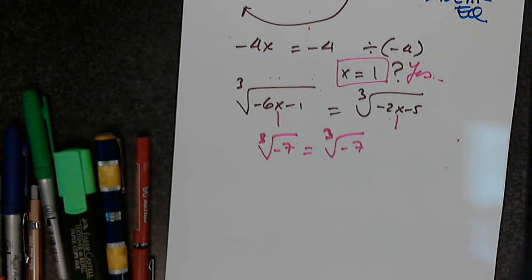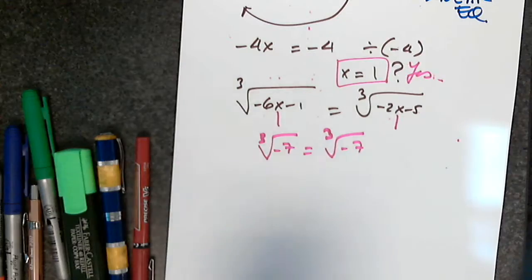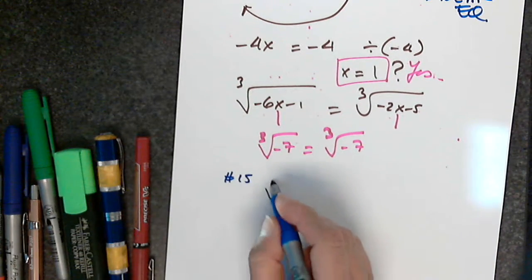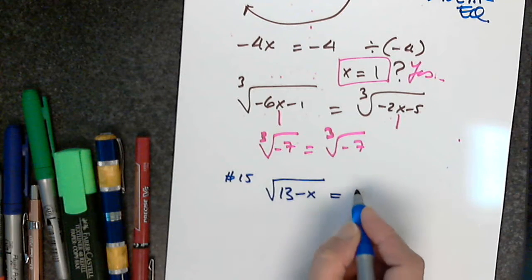Okay, let's look at 17. I don't remember if we did 17. You can stop me if you say yes, we did 17. Or let's do 15. For sure, we didn't do 15. Okay, the square root of 13 minus x equals x minus 1.